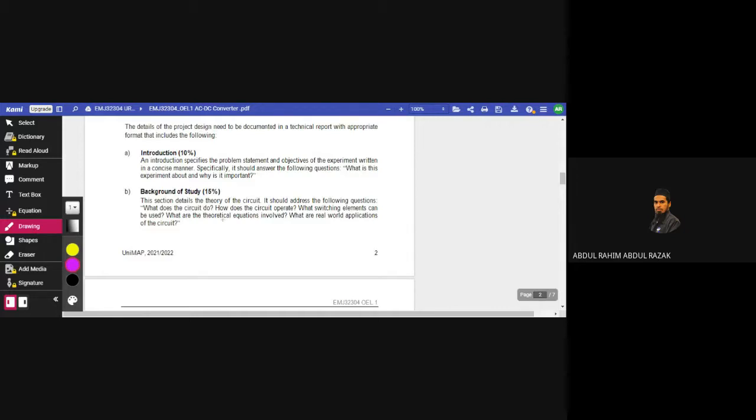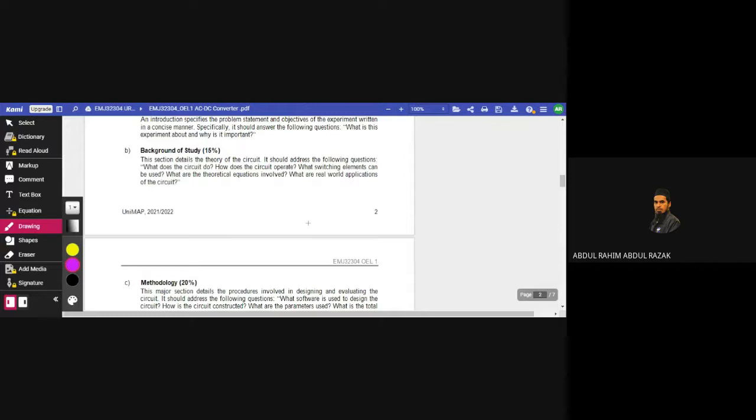And then the background of study. Why does the circuit, what does the circuit do? How does the circuit operate? What switching element can be used? So what options do we have in the market? What are the equations involved when you choose that kind of device or that kind of approach? Where can it be used?